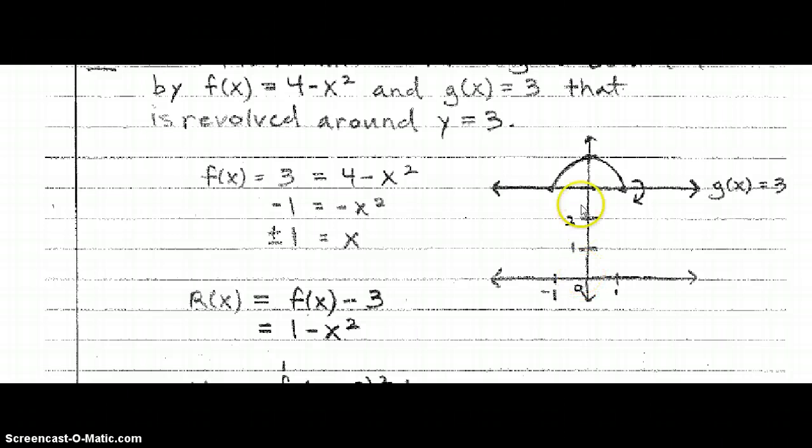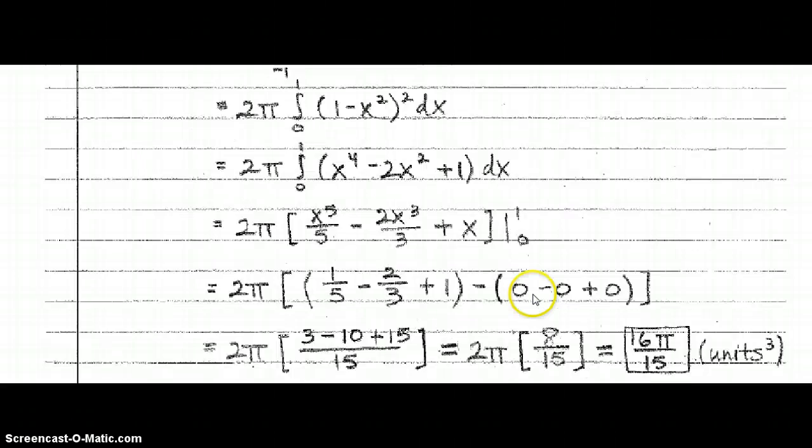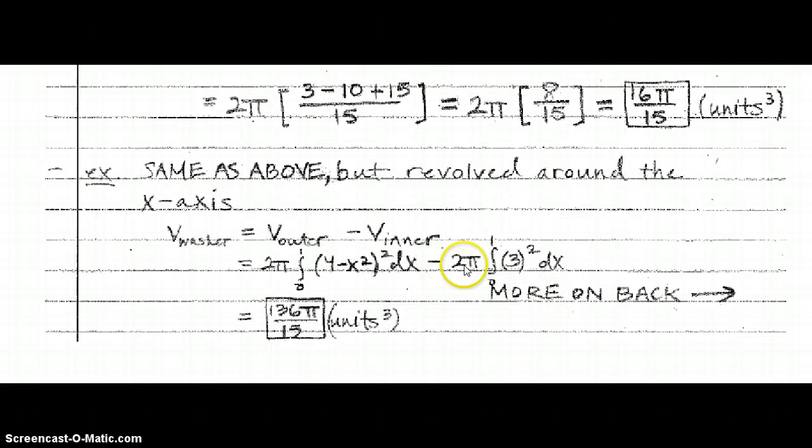But we do have a gap, so we have to subtract off the volume of this inner part. So we subtract off the integral, 2 pi times the integral from 0 to 1 of our inner function squared dx. I don't have the work for it here because I didn't work it out in my notes, but you'd be able to FOIL this out, integrate, evaluate. This would be the integral of 9, so that's an easy one. That would just become 9x, and then you would integrate it, and you would end up getting 136 pi over 15.